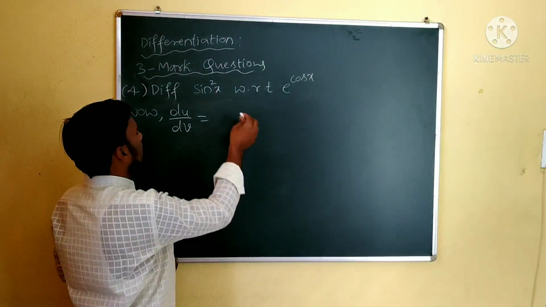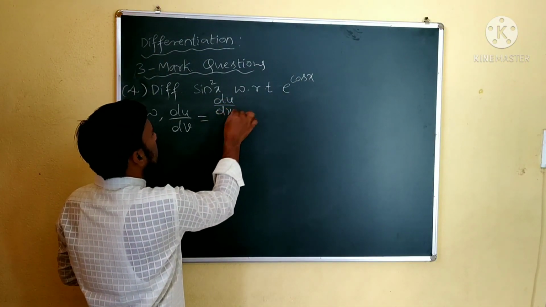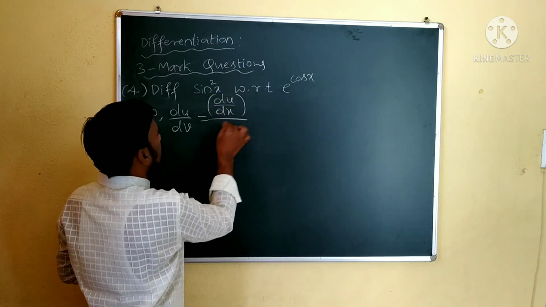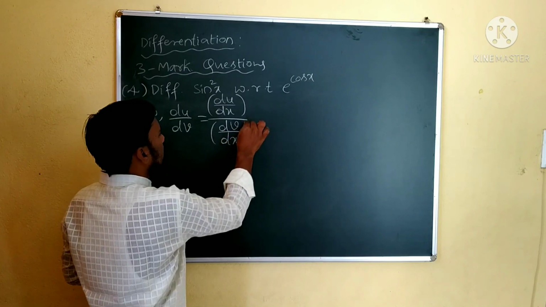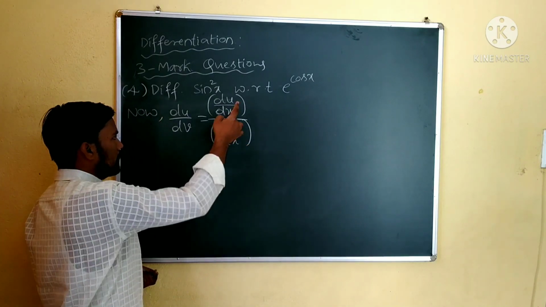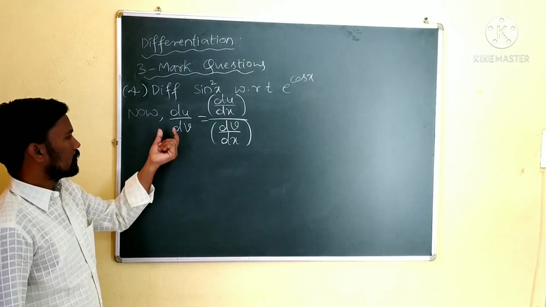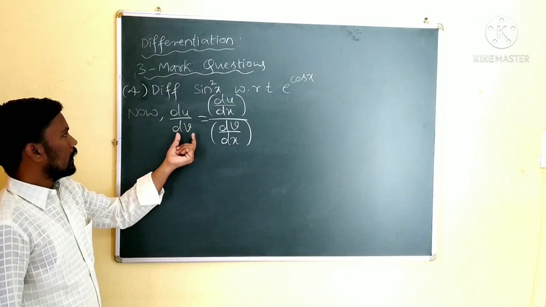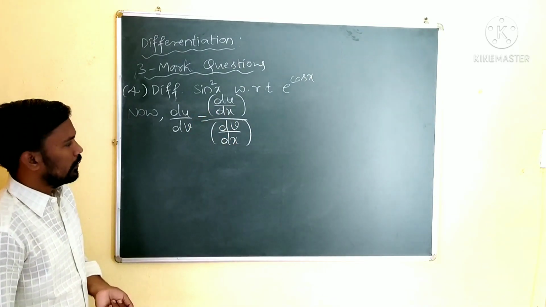Du by dv can also be written as du by dx divided by dv by dx. Again dx and dx get cancelled, it is saying du by dv only. So let us write du by dv as the ratio of du by dx divided by dv by dx.